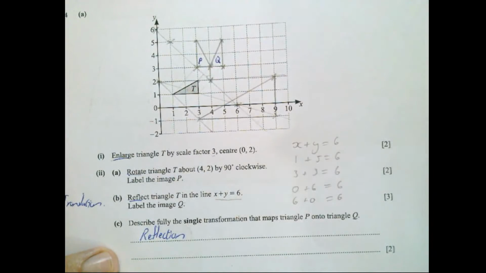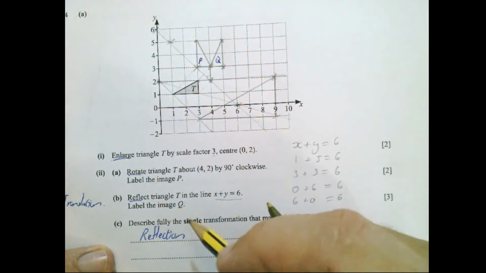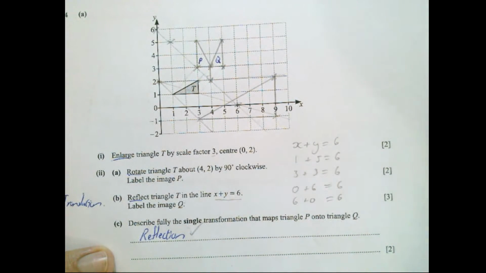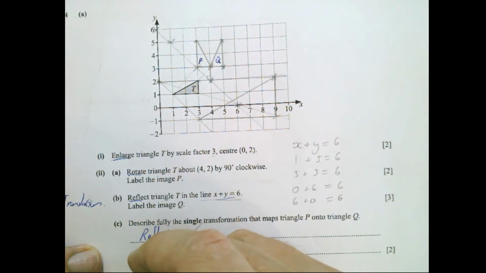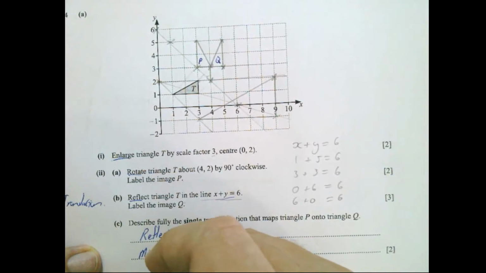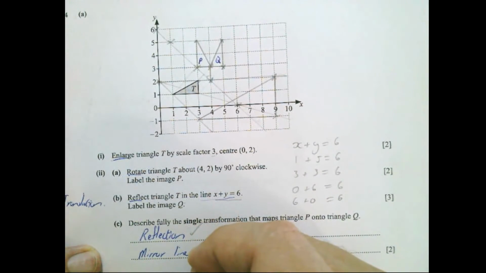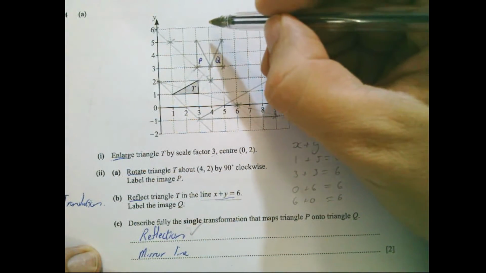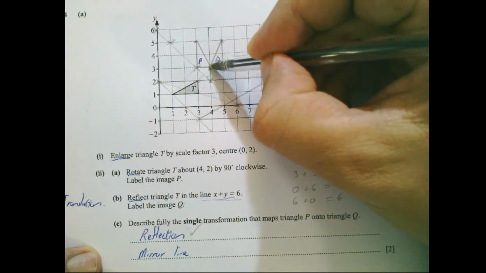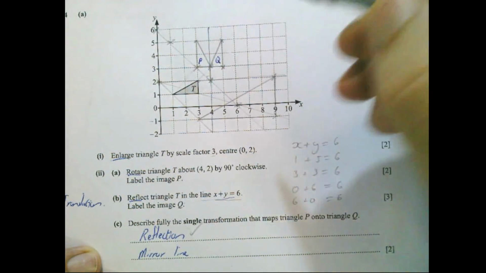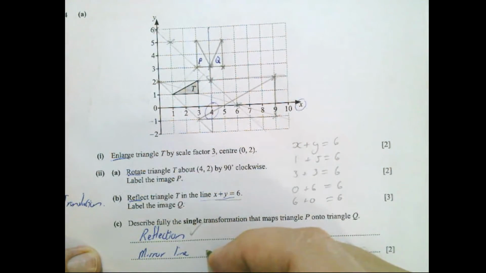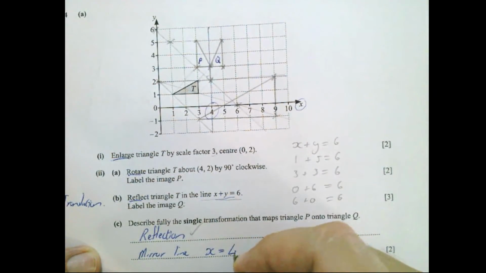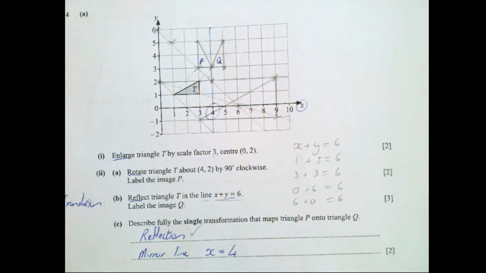That will give you 1 mark. Okay. What else do we need for a reflection? We need the mirror line. Okay. So we write the mirror line is this line here. You see that? It's a line that goes through 4 on the x-axis. So you write x equals 4. And you've done it.